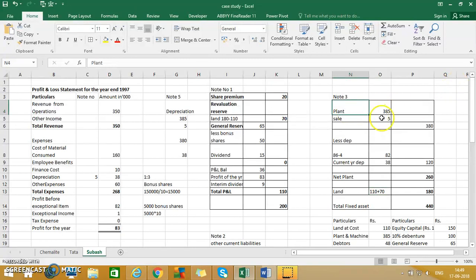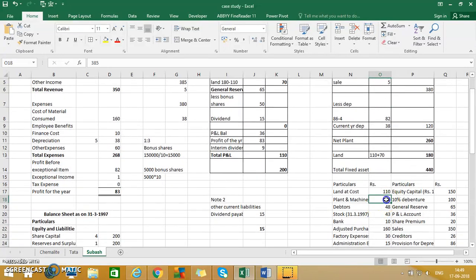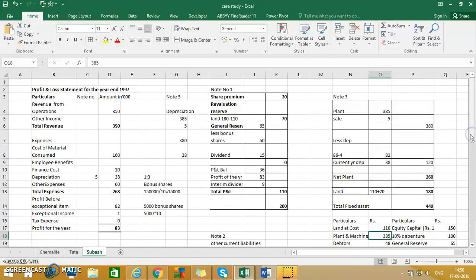3. The plant is 385,000, which I have picked up from the trial balance. And remember that the adjustment said that you have sold a plant of 5,000, sale of plant at the beginning of the year, and that you have sold away. So you have got how much with you? Now you have got a total value of 385 minus 5. You have got a total value of 380.